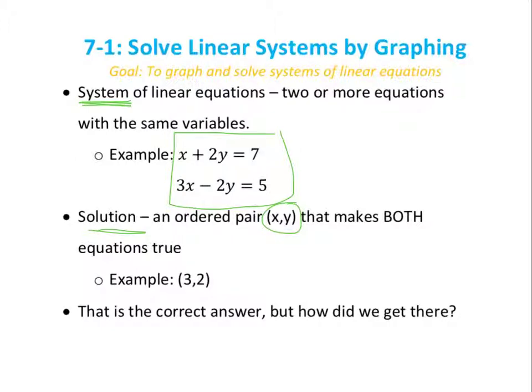Okay, so we know that if we're just looking at this top equation, there's a whole bunch of x's and y's that go together that make that true. And same for this bottom equation. There's a whole bunch of x's and y's that together make this true. But there's only one set of x's and y's that's going to satisfy both of these equations at the same time. So an example of a solution to a system of linear equations is this, (3, 2). Now that is the actual correct answer to this system of equations that's up top.